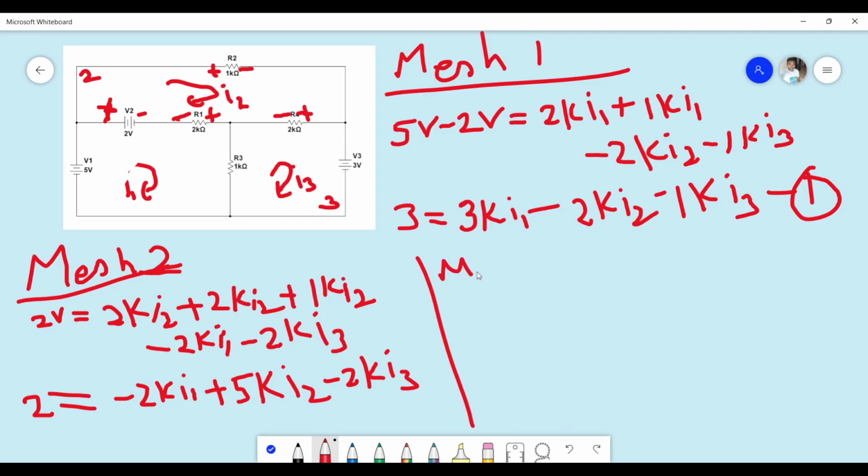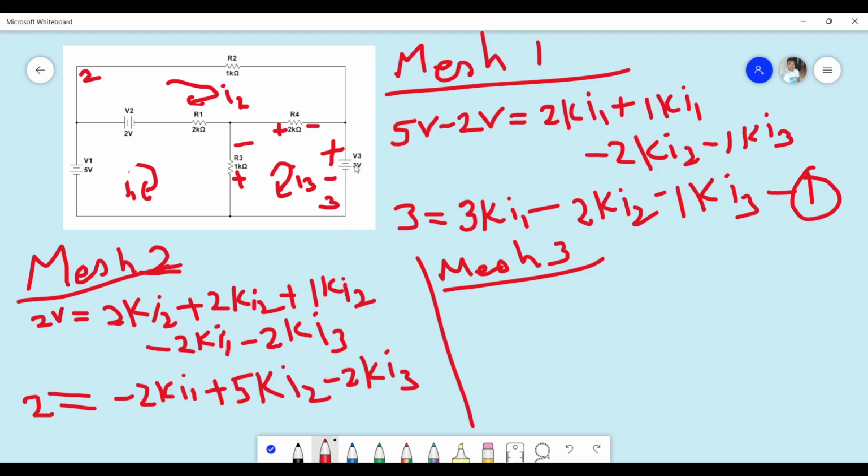Similarly for mesh 3. So now erasing all the components with respect to mesh 2, let us assign direction for mesh 3. So positive, negative being source, that is standard. For the components, we will be giving the direction as positive, negative, positive, negative.